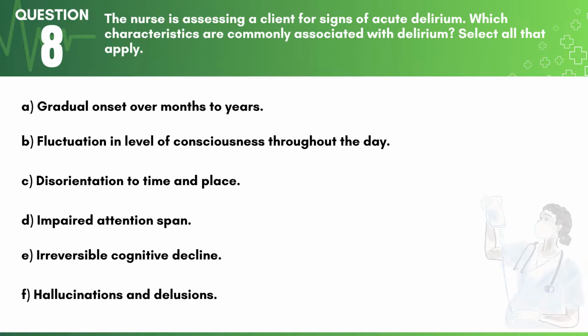Question 8. The nurse is assessing a client for signs of acute delirium. Which characteristics are commonly associated with delirium? Select all that apply. A. Gradual onset over months to years. B. Fluctuation in level of consciousness throughout the day.